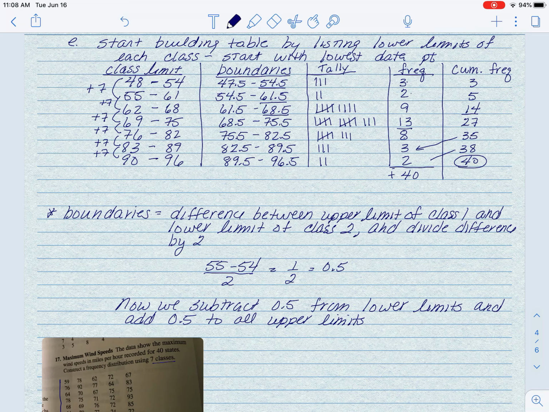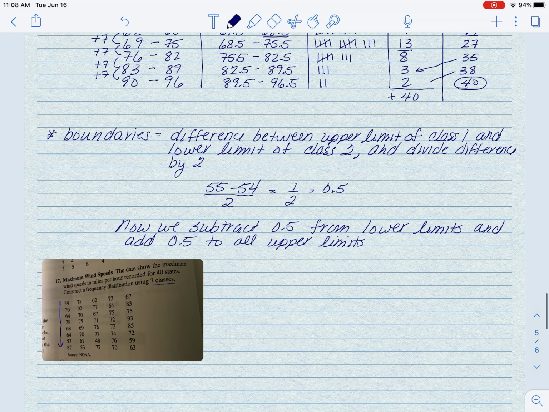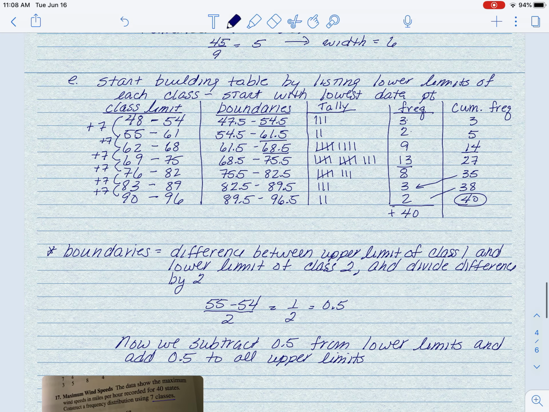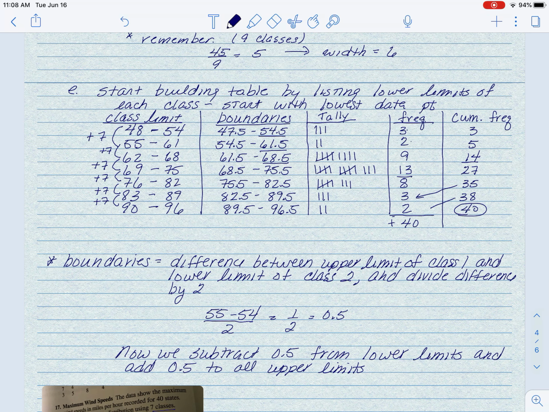Okay, so that's the end of that example. I'm going to do an example of some boundary values, and we'll be doing these frequency distributions in our homework. So I'm going to end this video, and then we're going to do one more set of examples for the homework.